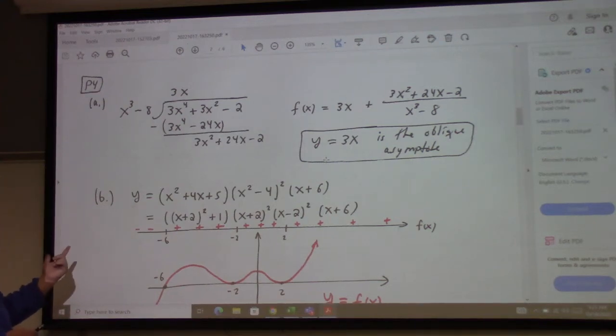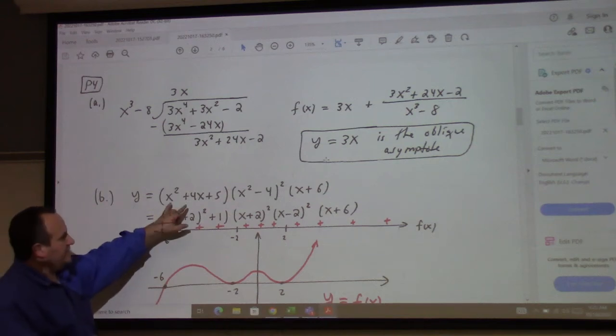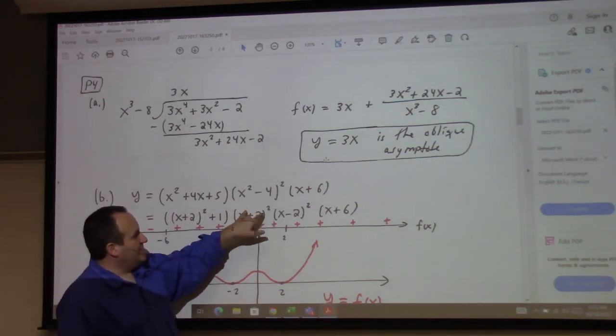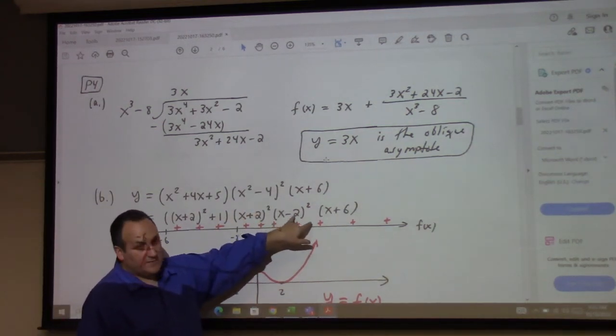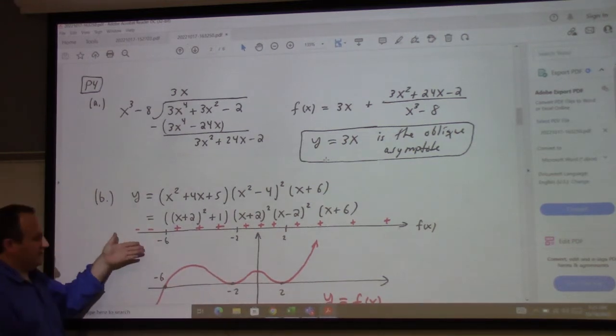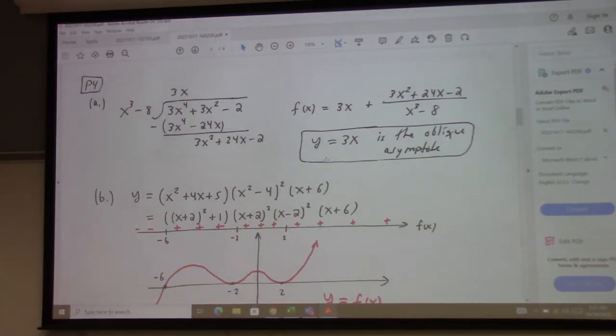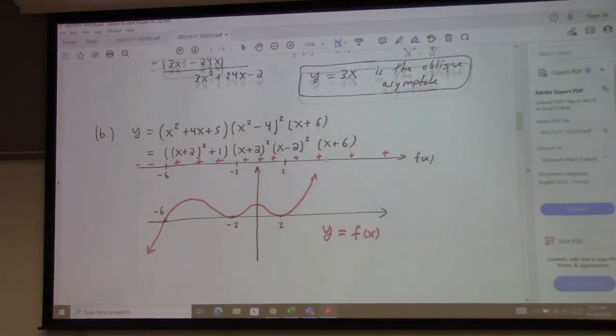Part B, I think I said completely factor this guy. This one's interesting. The first thing's prime. This one breaks up into a product of squares, which then gives us this sign chart and that graph. We move along here.